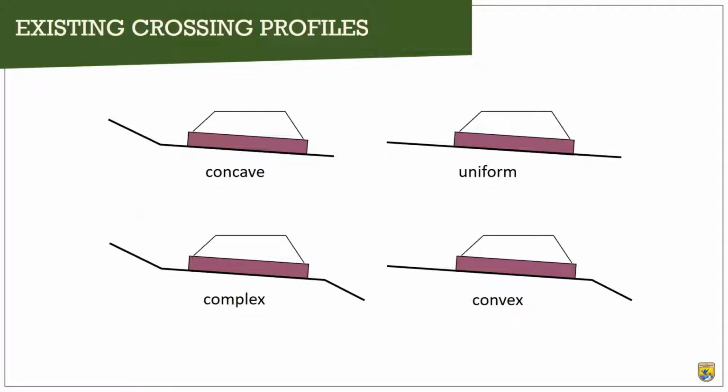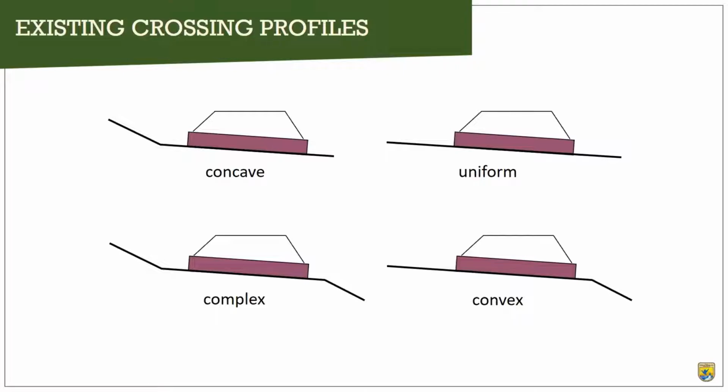So, existing crossing profiles. If your culvert is sitting on a uniform slope, this is ideal and it's easy to decide what the crossing profile should be. However, roads are often located on the landscape at the toe of a slope or where there's a natural bench. This slide shows 4 examples of different longitudinal profiles: a uniform, concave, convex, and complex profile, which is a combination of the concave and convex. Okay, this is like a tongue twister.